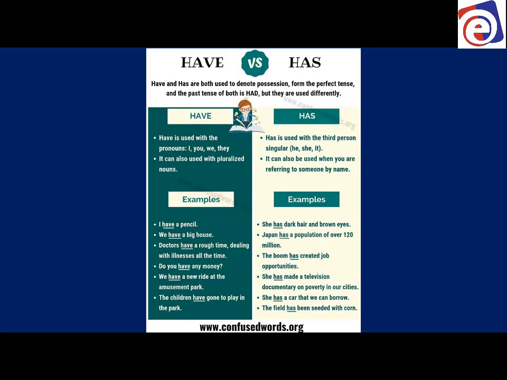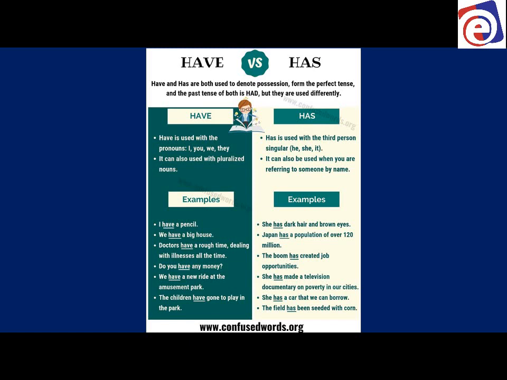Look, have and has are both used to demonstrate possession. He has something, she has, so we use have and has to show possession. He has a sickness, he has a Honda Dream, she has, they have, but also we use it to form the perfect tense. And the past tense of both is had. Okay, so both have, past tense had, has, past tense also had. But they are used differently. So look at the examples.